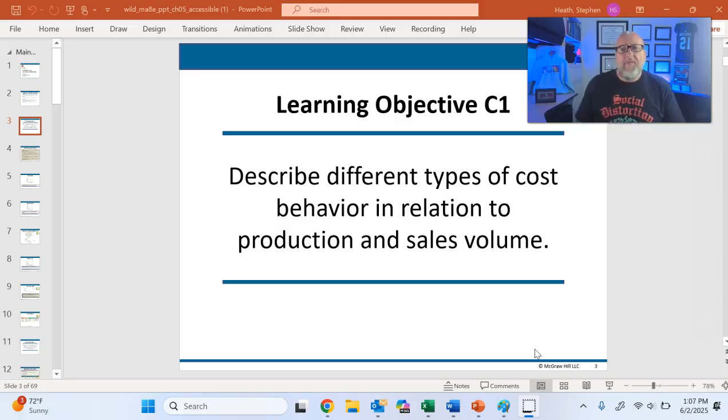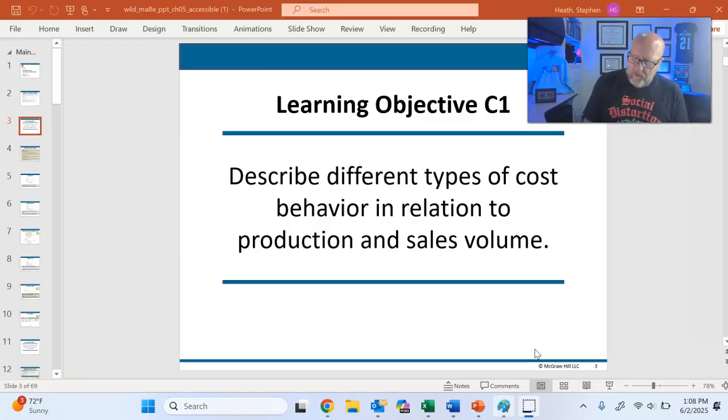Anyway, setting aside my hunger, I am gonna cover Learning Objective 1, or C1, from Chapter 5. In this particular video, I am going to describe different types of cost behavior in relation to production and sales volume. There are three specific types of costs and their behavior. Depending on how much we produce, some costs are going to increase and some costs are not going to increase. And some costs will have a kind of a mix of the two.